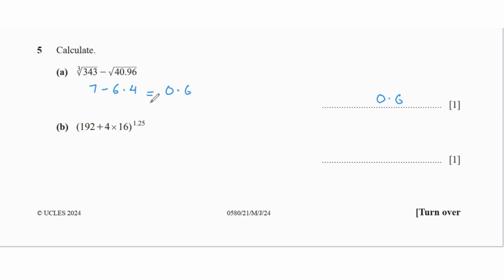Then for part B, it says (192 plus 4 times 16) to the power 1.25. So in this case, we're going to follow the rules of BODMAS. Brackets first, then indices, then division, multiplication, addition, subtraction. Since we're going to solve the brackets first, we can see that inside the brackets, we have multiplication and addition. So I'm going to do multiplication first. So 192 plus 4 times 16, which is 64. Now we do 192 plus 64, which is equal to 256. Now 256 to the power of 1.25 is going to give you 1024. So that is your answer.